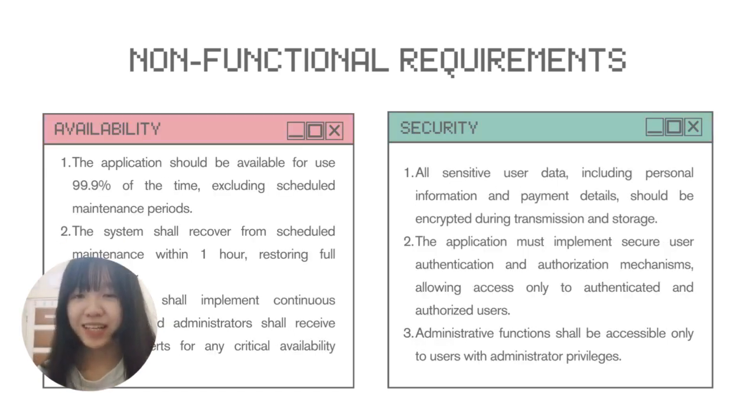After that is availability. The application should be available for use 99.9% of the time, excluding scheduled maintenance periods. The system shall recover from scheduled maintenance within 1 hour, restoring full functionality. The system shall implement continuous monitoring, and administrators shall receive immediate alerts for any critical availability issues.